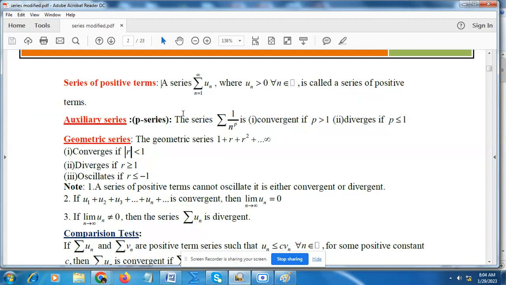Okay. Now, a series of positive terms, that is u1 plus u2 plus so on plus un plus so on, is called an infinite series. If each and every un is positive, then it is called a positive term series.